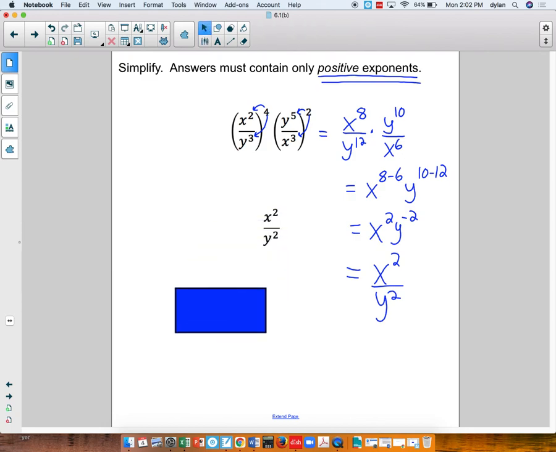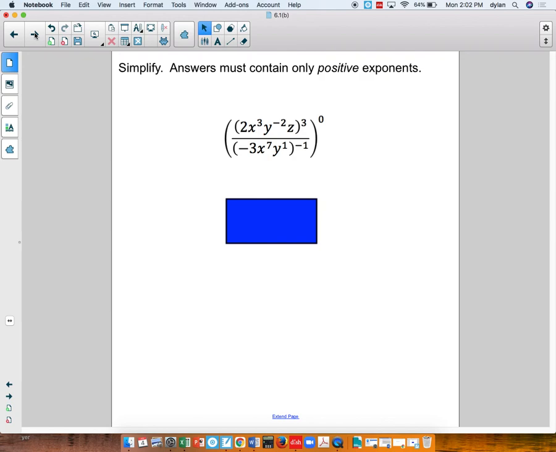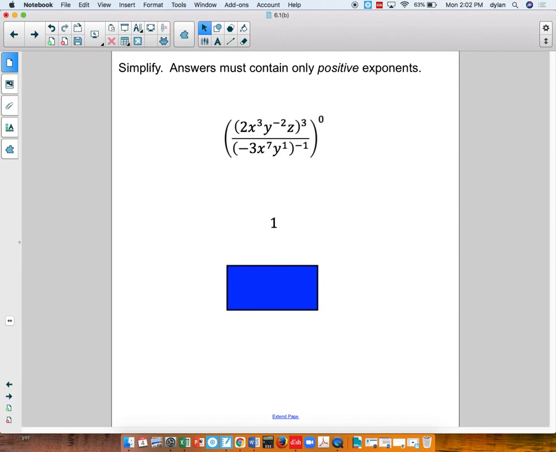All right, last but not least, our final example here, the most complicated one of all. We have a giant problem with a whole bunch of terms in the numerator and a whole bunch of terms in the denominator, all raised to the exponent of 0. And if you remember from your exponent rules book, no matter how complicated it gets, if it is raised to the exponent of 0, the answer is 1. So this is actually a very simple problem if you notice that exponent.